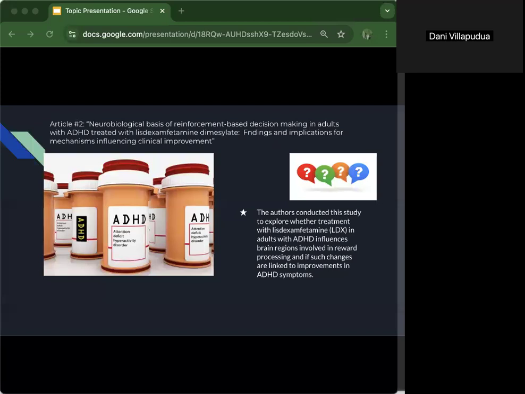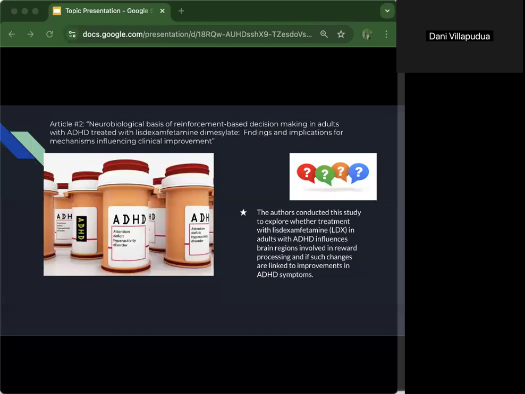While stimulant medications like lisdexamfetamine dimesylate, from now on we are going to call that LDX, improve symptoms, their long-term impact on reward processing is less understood. Hence why the authors went through with this study.